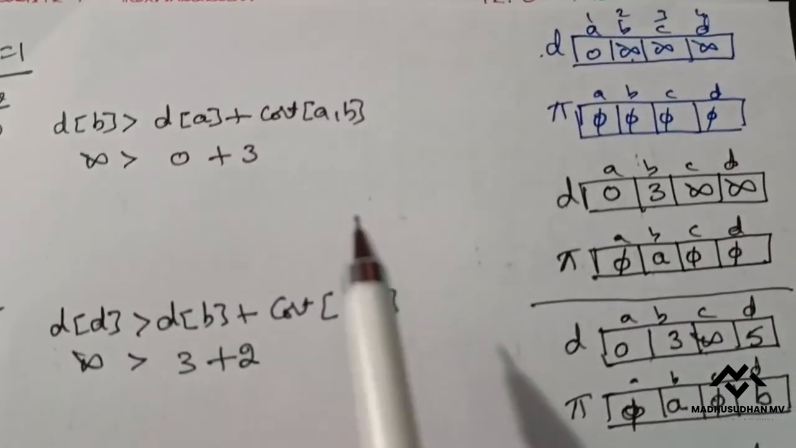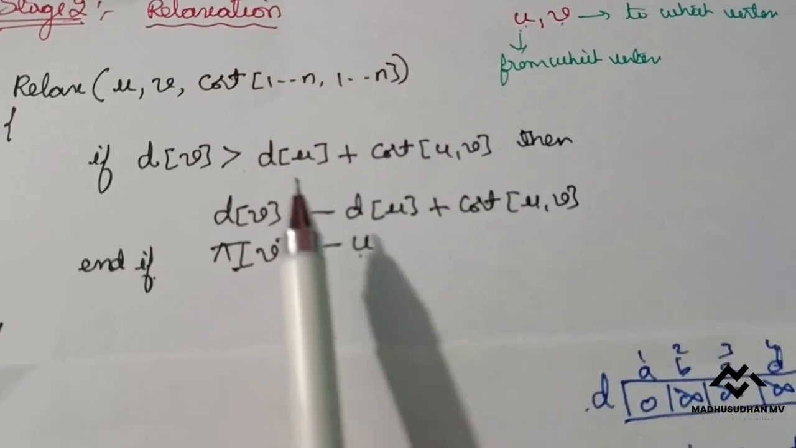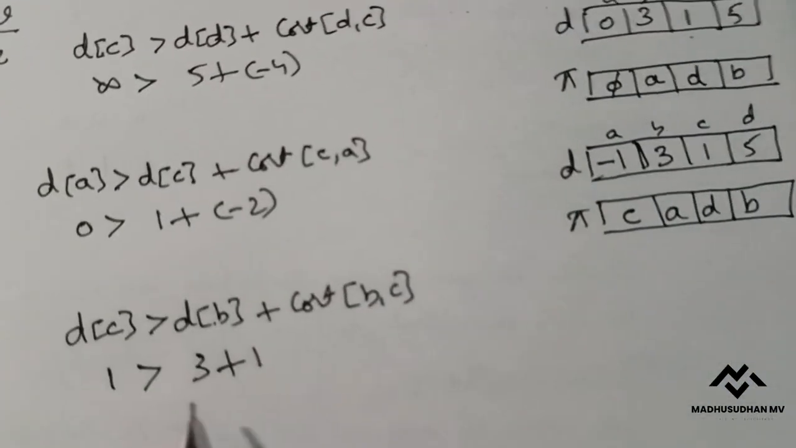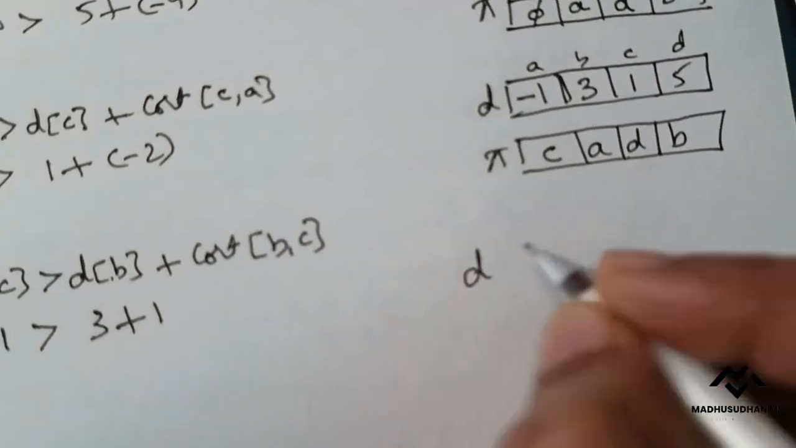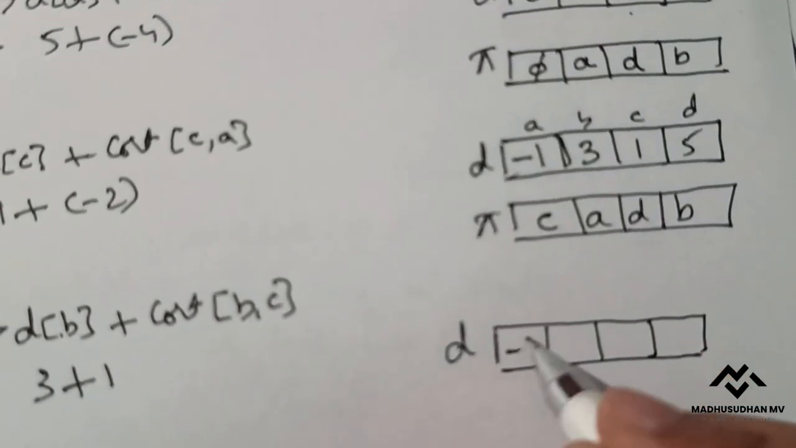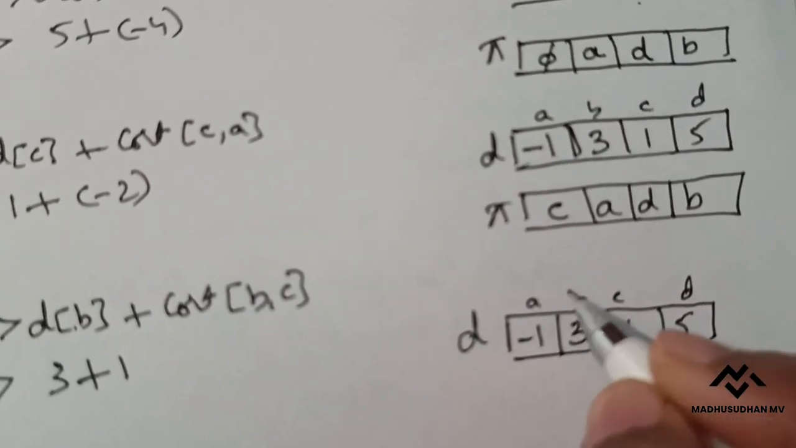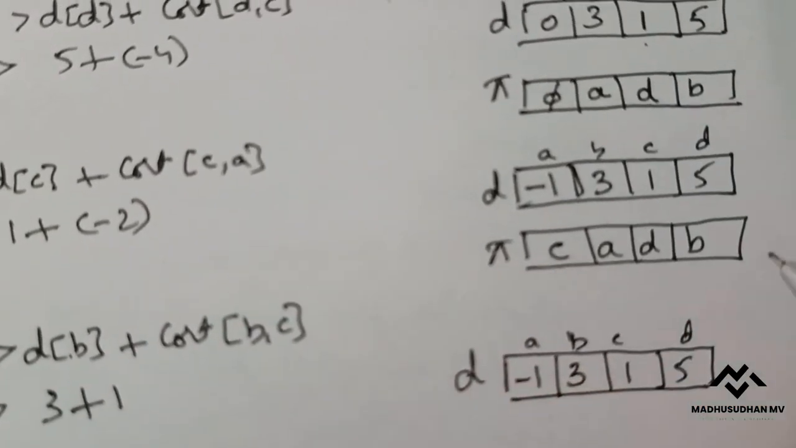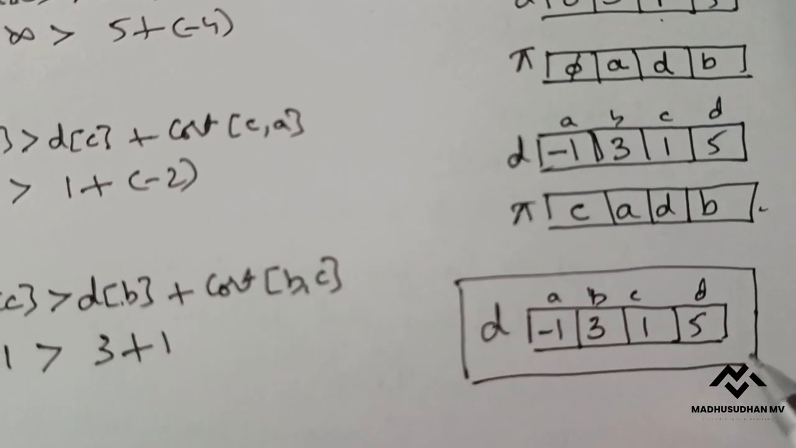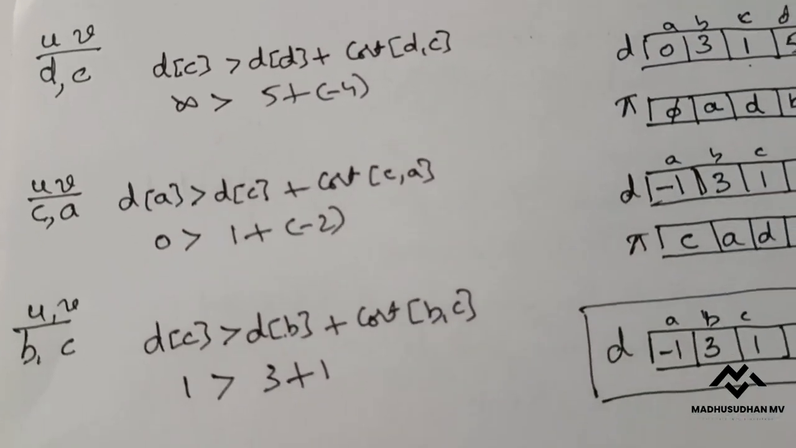That means in the relaxation condition becomes what? False. The condition is false. It doesn't enter the if block, comes out. So we are not updating this one. We are keeping the same as it is, that is minus 1, 3, 1, 5 for A, B, C, D. So the predecessor remains the same. This is the final distance array when I is equal to 1.